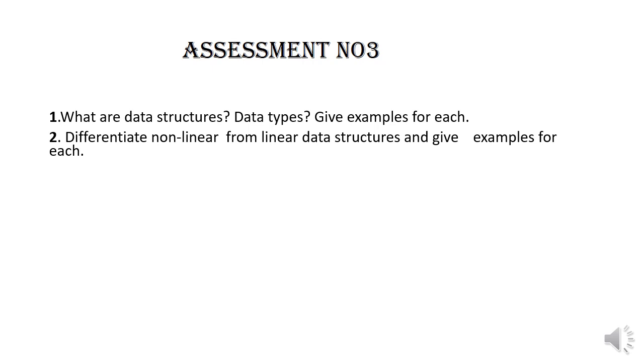The question number 2, differentiate nonlinear from linear data structures and give examples for each. So as we know, we have two main categories of data structures, which are nonlinear data structures and linear data structures. So you are going to give the main difference between the two, and you give some examples for each one.